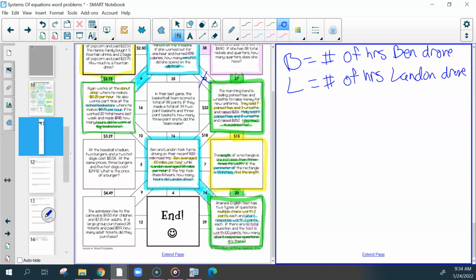Then we need equations. Anyone want to take a guess as to how we set these up? Go ahead, Christina. 60B plus 56L equals 820. And the other one? B plus L equals 14. Yes.